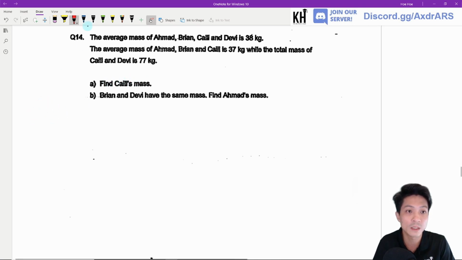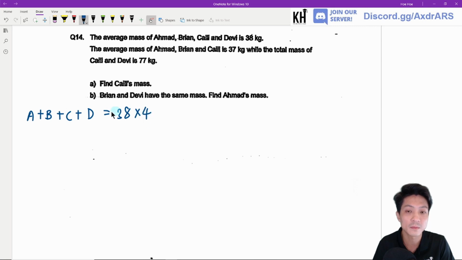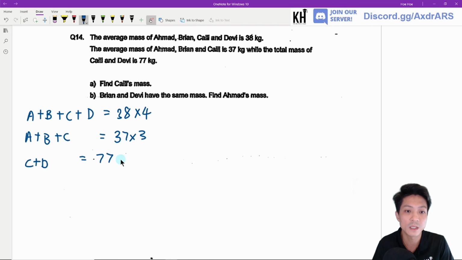So I'm going to write down: A plus B plus C plus D is 38 times 4. A plus B plus C is equal to 37 times 3, while C plus D is equal to 77 kg.